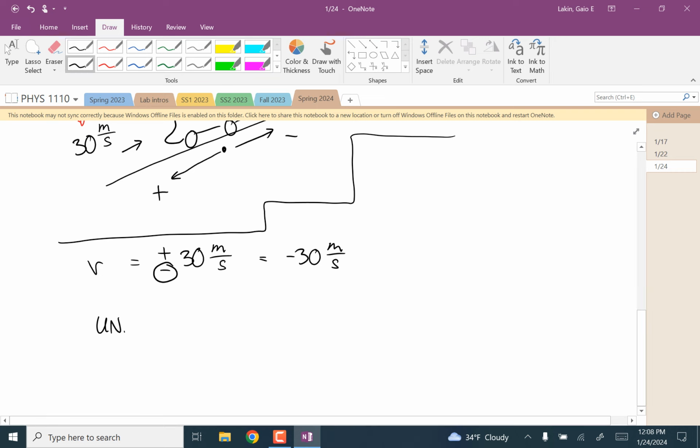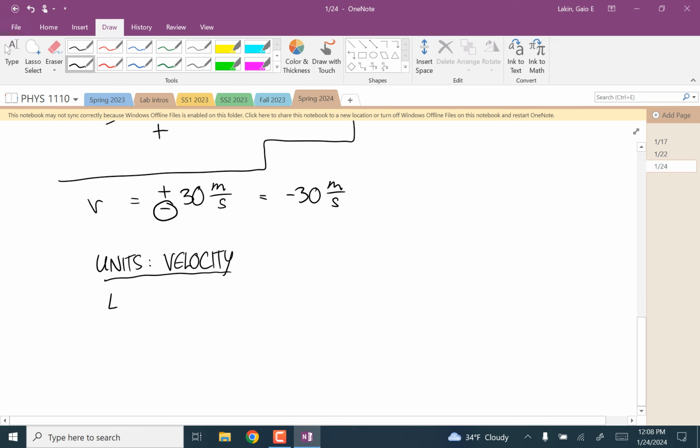The units for velocity are always units of length divided by units of time. And that means that the SI units are meters per second. So that's what we're going to almost always use for velocity.